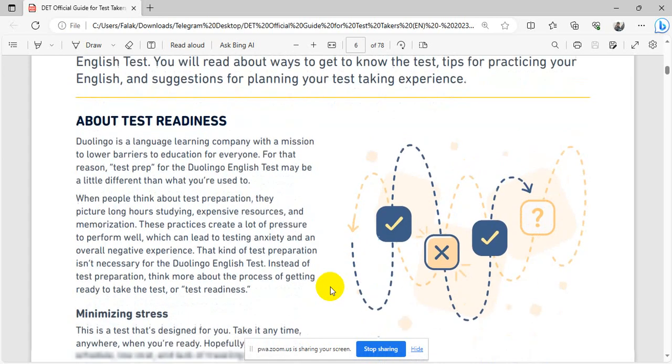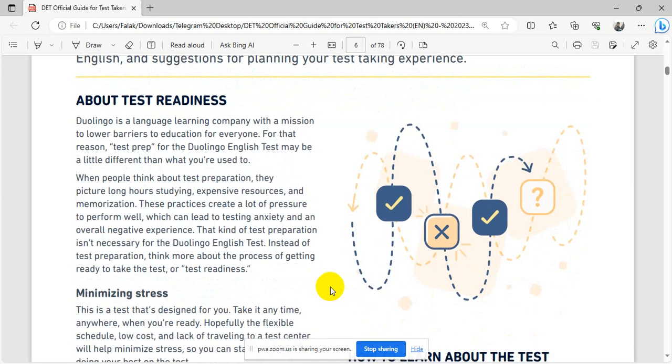Guys, the practice test of Duolingo is completely free on their website. You can go there and practice it, that's the first thing. Secondly, preparing for Duolingo is not like preparing for other tests. You don't need to memorize anything. You don't need, for example, to read anything. You don't need to be ready for something, okay? In fact, it's evaluating all the things you already have.